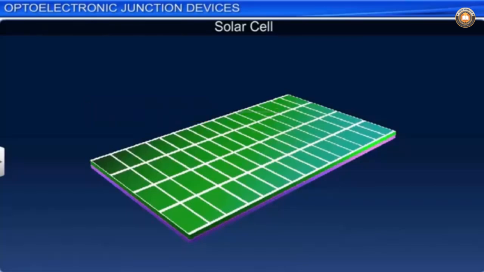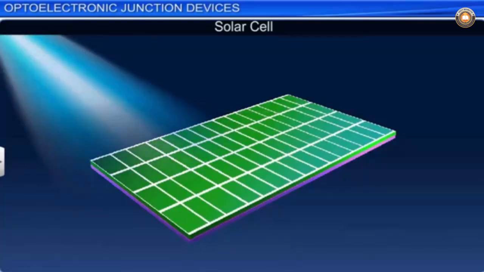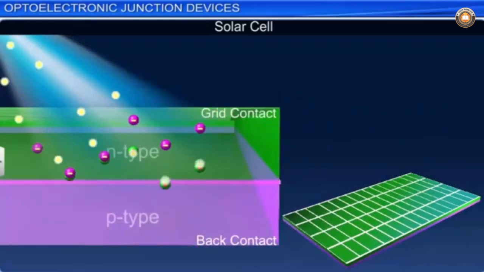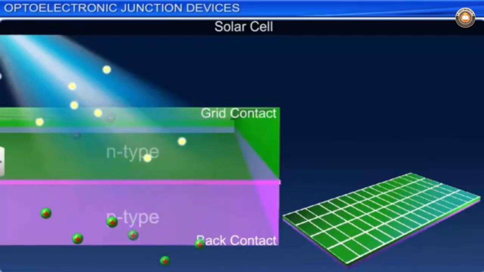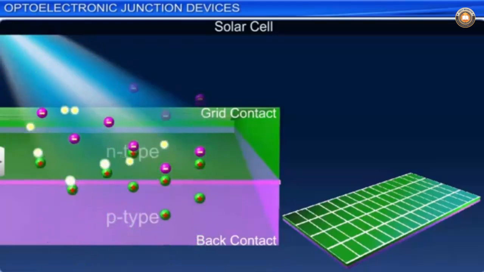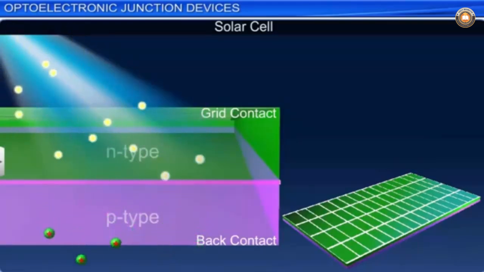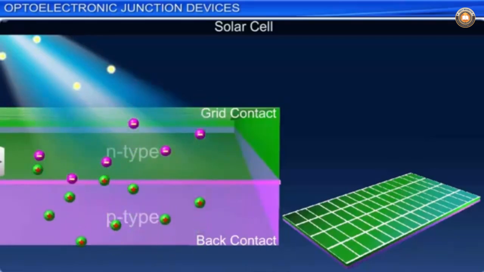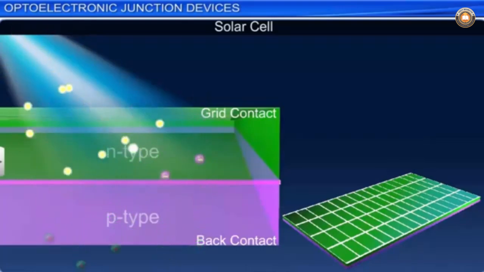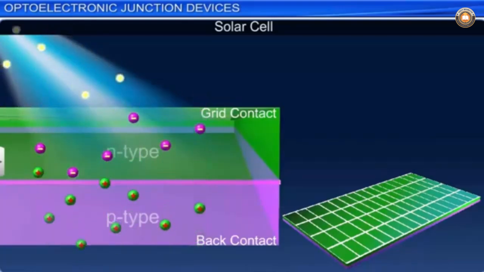A solar cell works when light is incident on it from the top over the n side of the device. A solar cell works on the same principle as that of a photodiode, where incident light generates electron-hole pairs in the depletion region of the p-n junction. As in a photodiode, the holes are pushed towards the p side and electrons are pushed towards the n side due to the electric field in the depletion region of the solar cell.